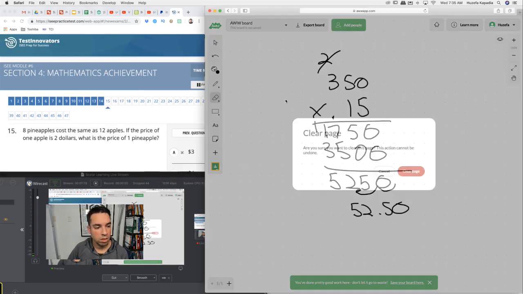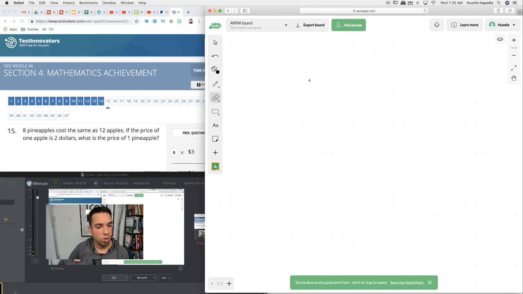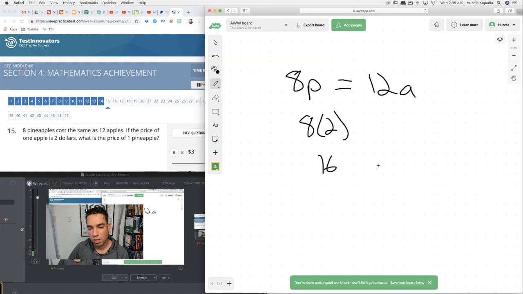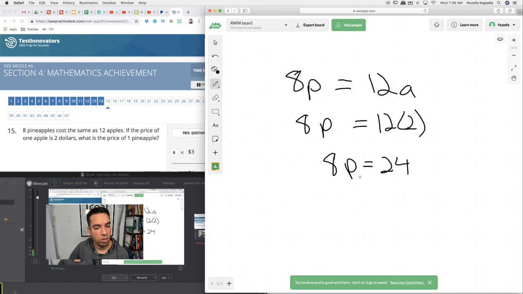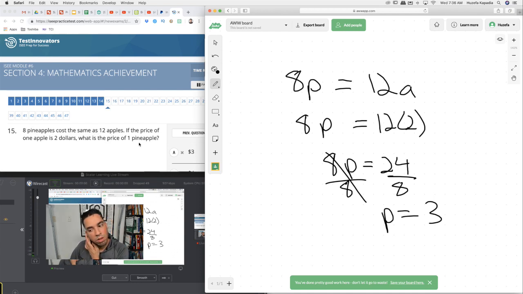Next, 15. 8 pineapples cost the same as 12 apples. Let's set up a little equation. 8 pineapples cost the same as 12 apples. If the price of 1 apple is $2, so 16 is 8 pineapples. Oh, sorry. The price of 1 apple is $2. It's the same as 8 pineapples. So 8 pineapples now we know equals $24. What is the price of 1 pineapple? So we're just isolating P here, so we just divide both sides by 8, and we get price of a pineapple is $3. And that makes sense, right? 3 times 8 is 24. 2 times 12 is 24. So we say $3.